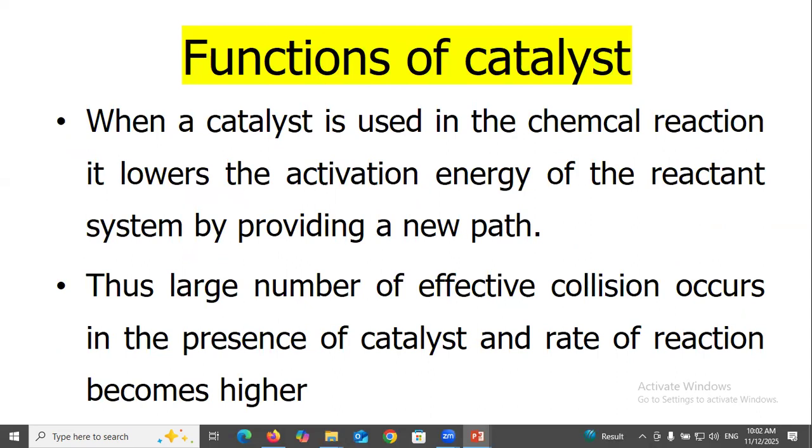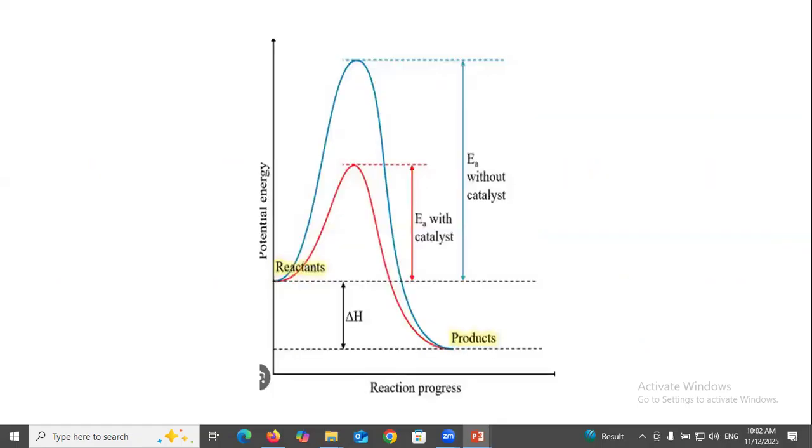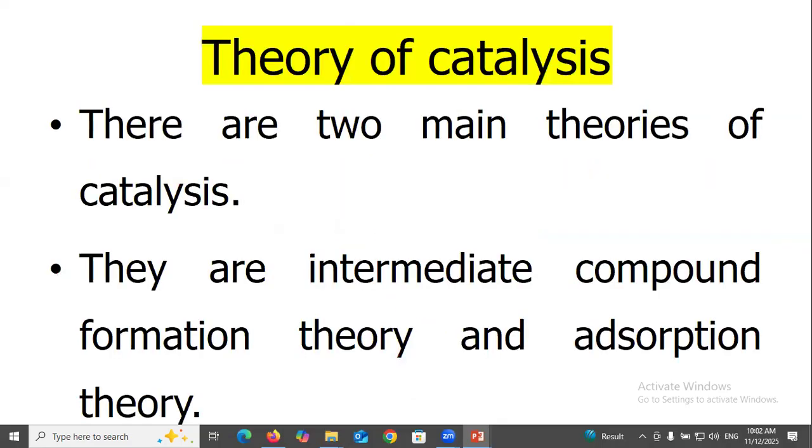Function of catalyst: when a catalyst is used in a chemical reaction, it lowers the activation energy of the reactant system, providing a new path. Thus, a large number of effective collisions occur in the presence of catalyst and the rate of reaction becomes higher. Theory of catalysis: there are two main theories of catalysis.